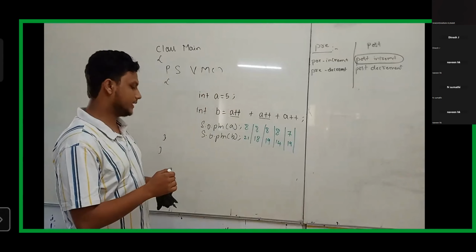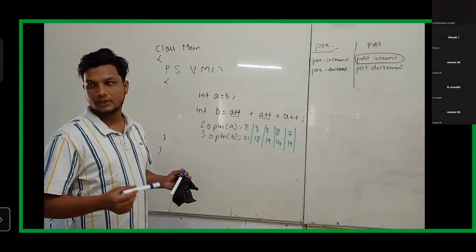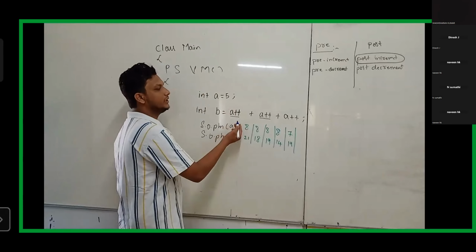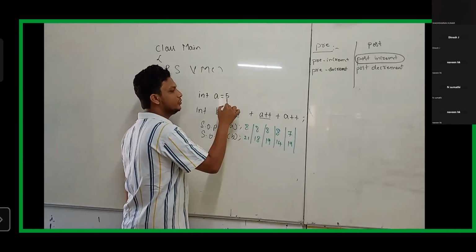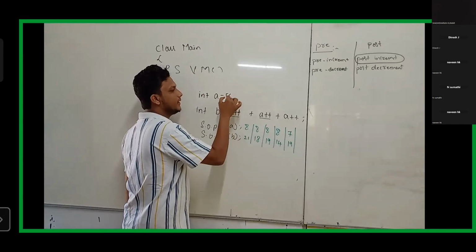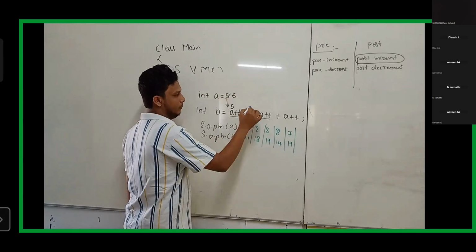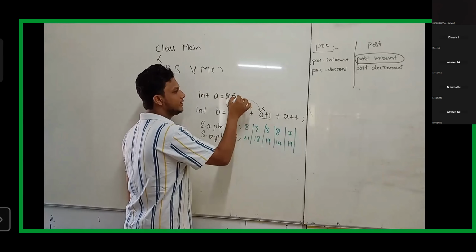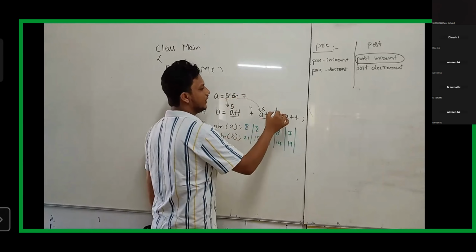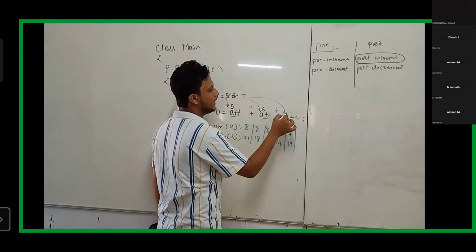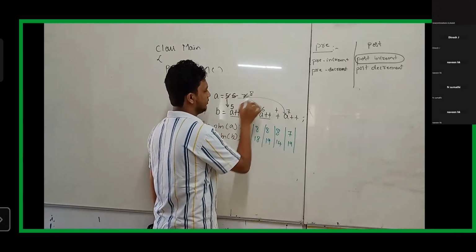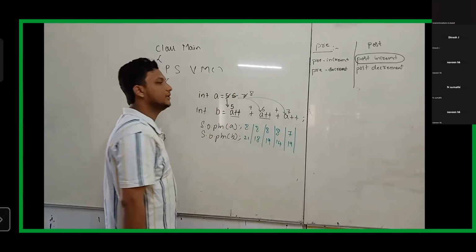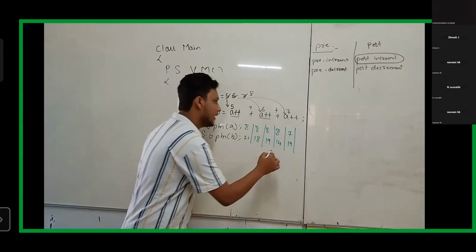Done. Okay, let's do the calculation for this one. See guys, once again, let's go with the rules. What does the rule say? Post increment means first utilize the value 5, then increment by 1. Next, utilize the value, then increment the value by 1. Again, first utilize the value, then increment by 1. So 6 plus 7 is 13, 13 plus 5 is 18. So 8 and 18 is the correct answer.